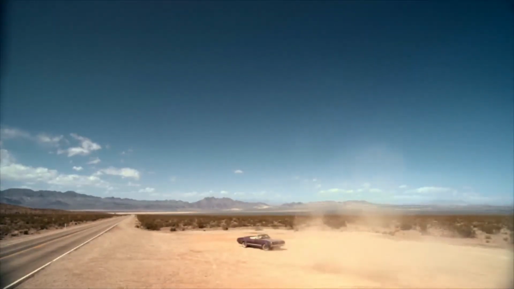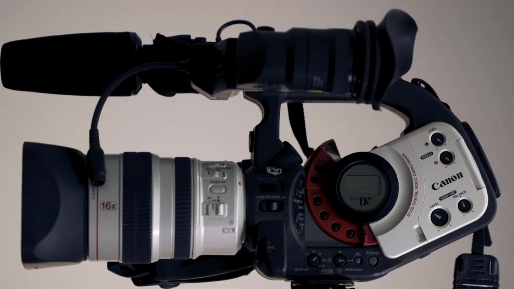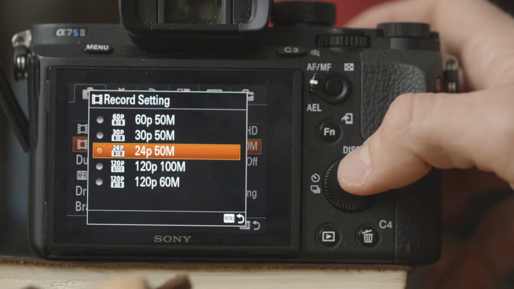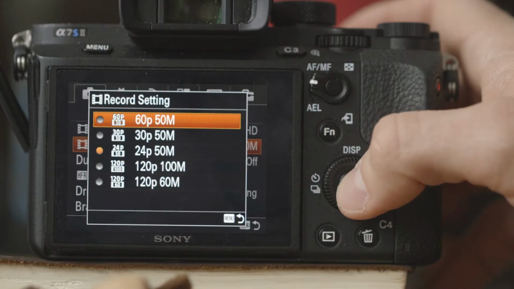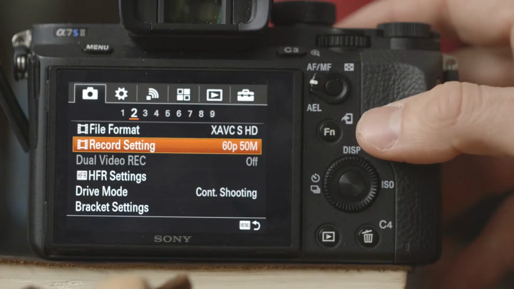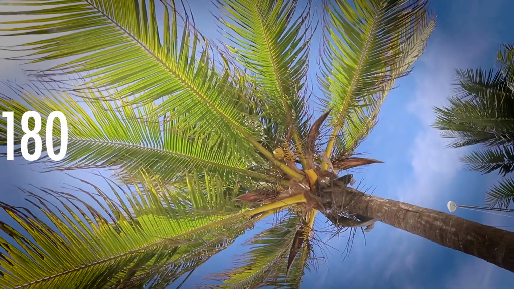Even though the use of slow motion can be quite dynamic, there are a few technical rules to be followed when trying to capture it. The first being, can your camera actually record it? You want a camera that is capable of shooting at least 60 frames per second. And second, the 180-degree shutter rule.